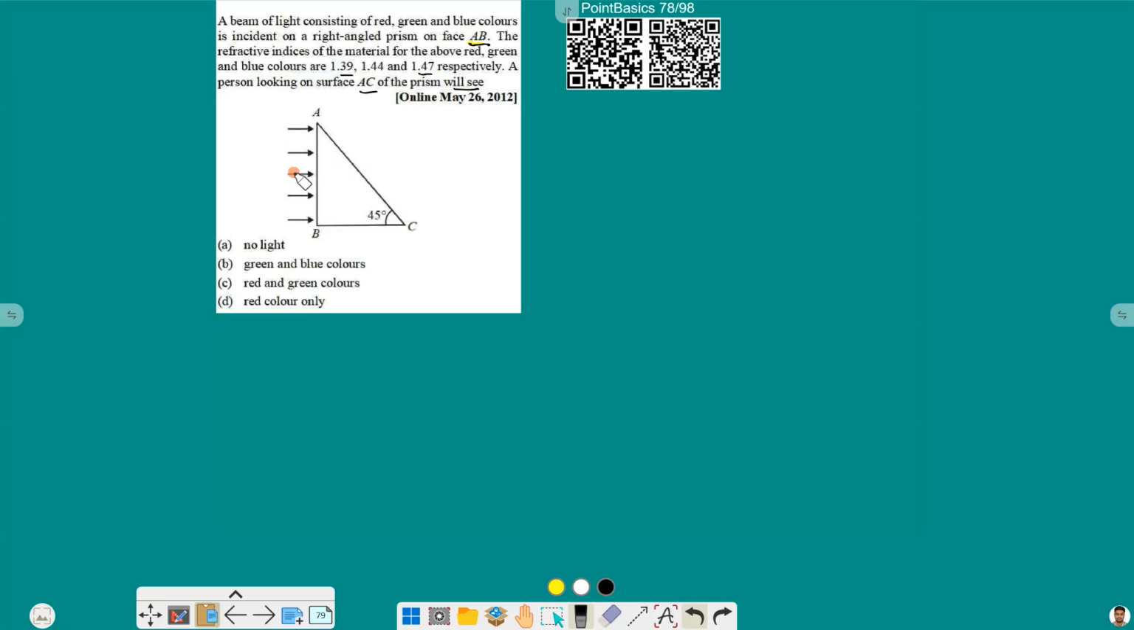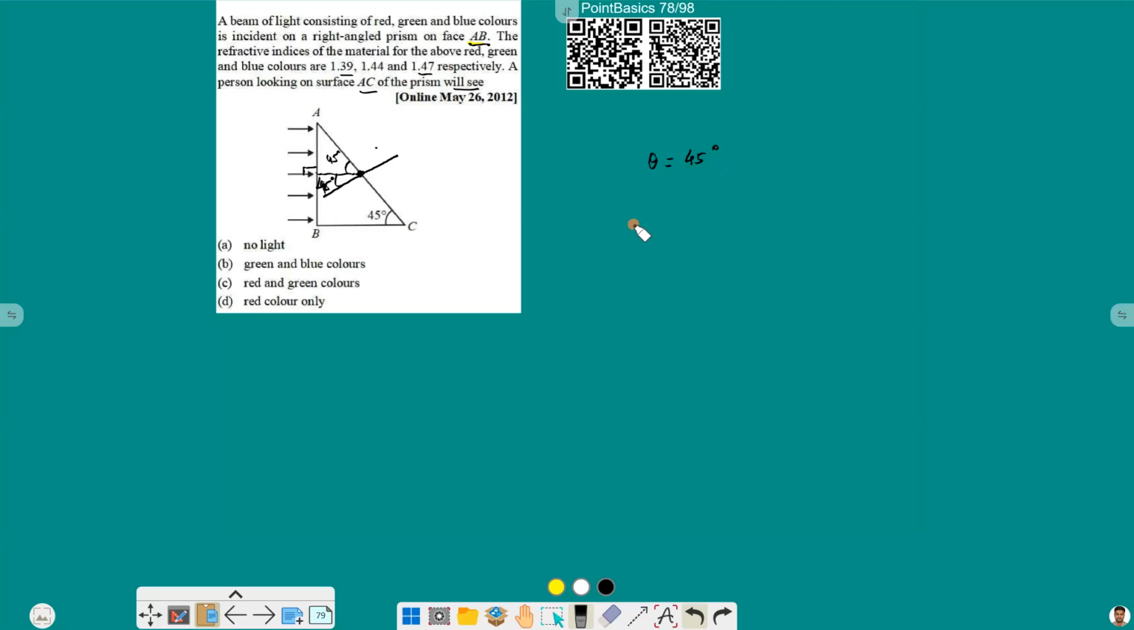So we have to find which of the lights will be able to cross. Now, as we can say, the incident light is perpendicular to the first face. So it will strike like this and this angle will be 45 degrees, equal angles. So if we draw a normal here, we will get 45 here. So we can say on this face, angle of incidence theta is 45 degrees.